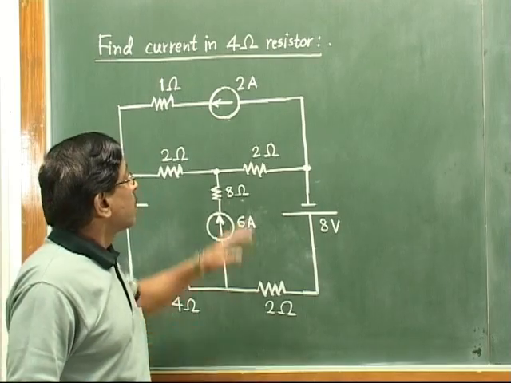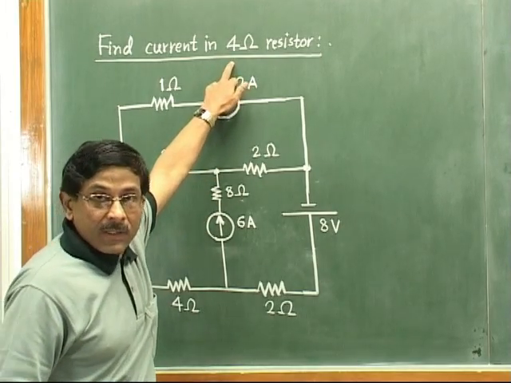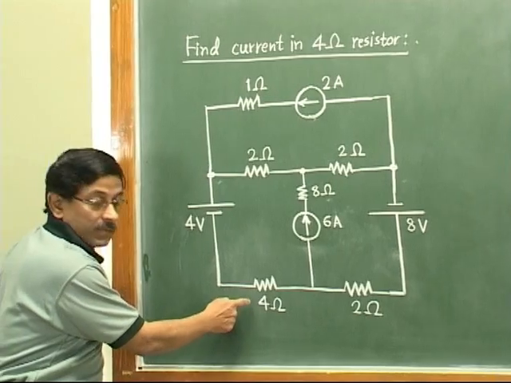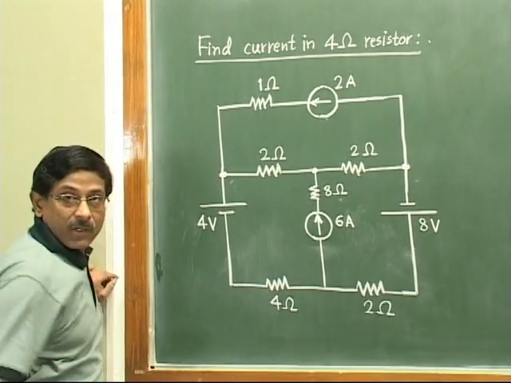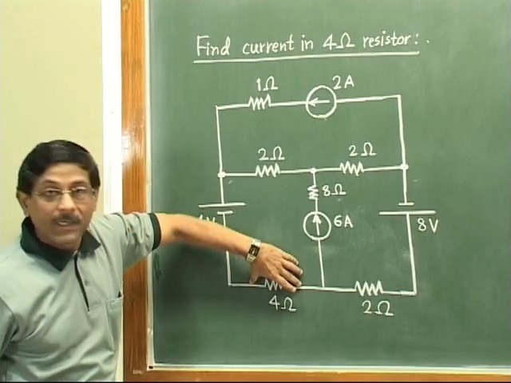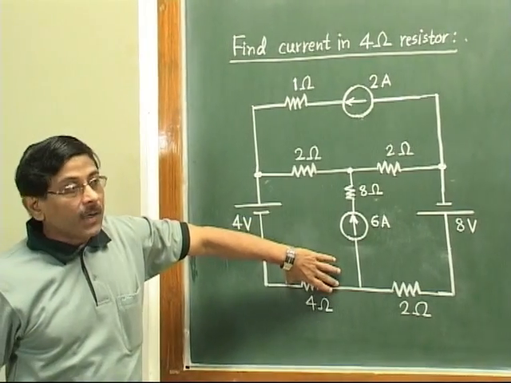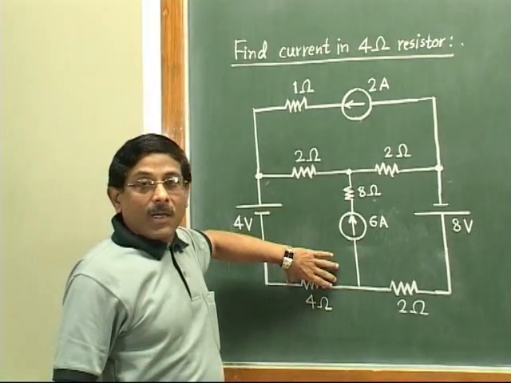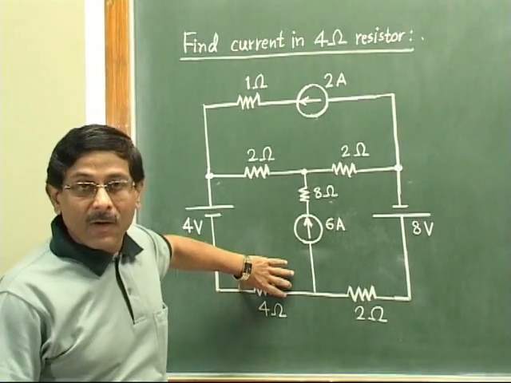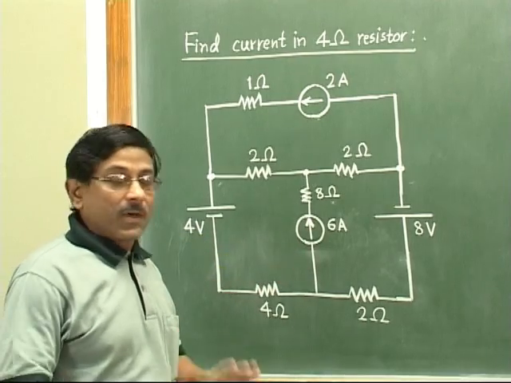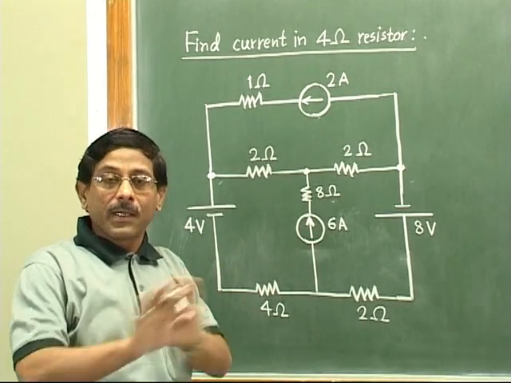And we know that we can find out the current in this 4 ohm resistor. In this diagram, the 4 ohm resistor is placed here. So our job is to find the current flowing in this 4 ohm resistor. Now let us solve this problem with all the methods one by one. Suppose we first deal with the problem using only simple Kirchhoff's laws.